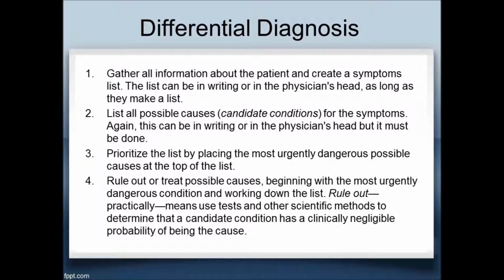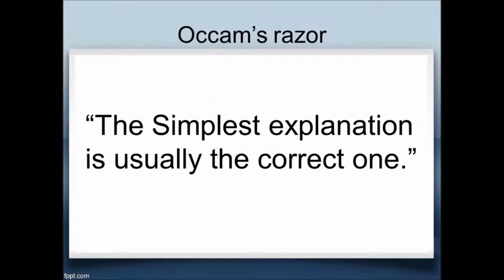First, gather all information about the patient and create a symptoms list. Second, list all possible causes for the symptoms. Third, prioritize the list. Lastly, rule out or treat possible causes, beginning with the most urgent. However, this could also be treated as defensive medicine, and I'll get back to this topic later.